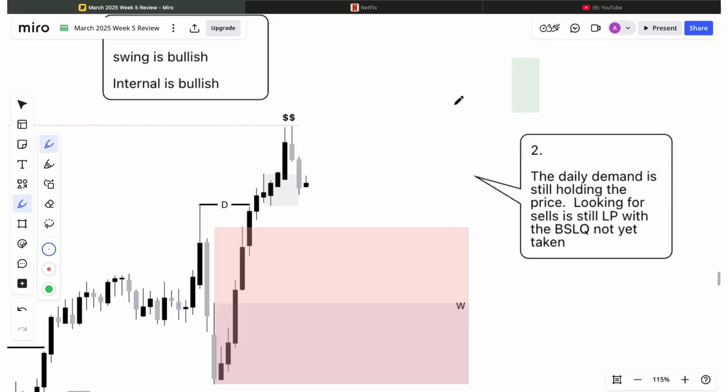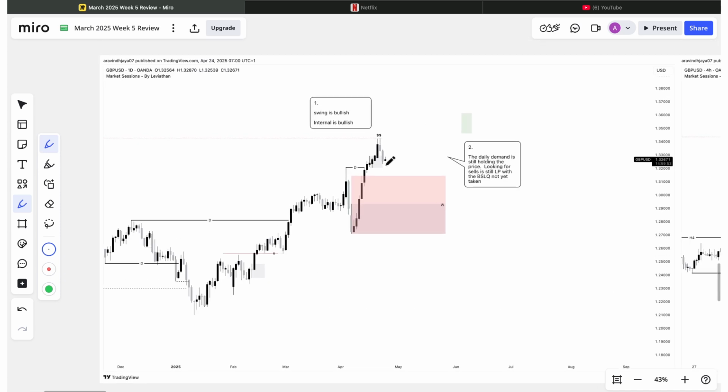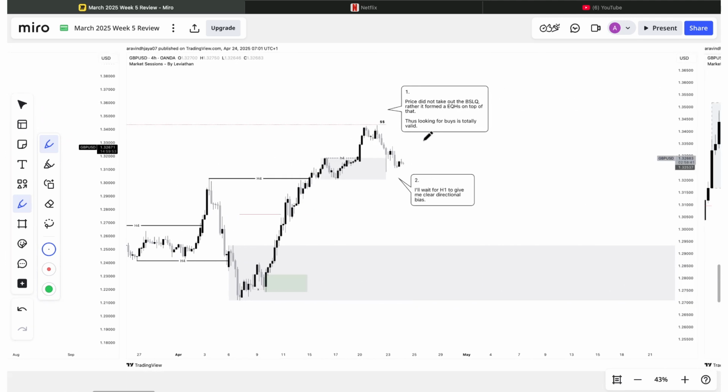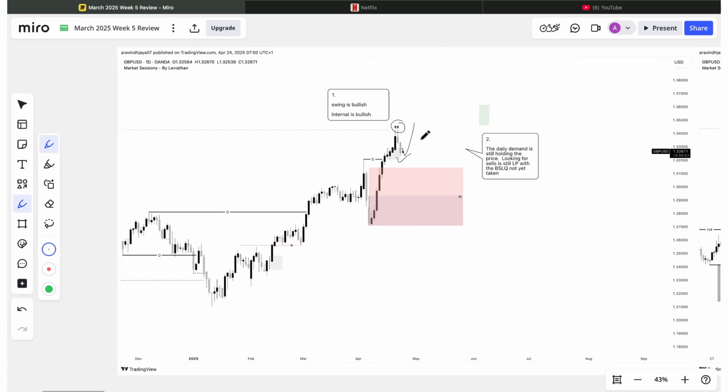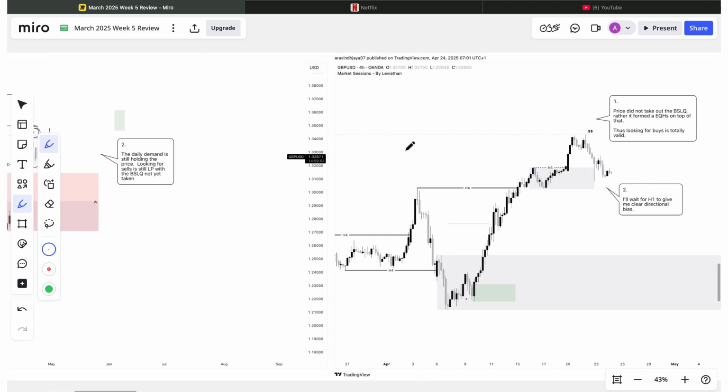Thursday, the zoom in. So the buy side liquidity is still not yet taken. At the same time, we see that the daily demand is still in control. So at any time, price could push up and take out the buy side liquidity above. So looking for sells is a low to medium probability because with the daily demand still holding, we can't say anything about sells. But we can say something about buys because of the bullish structure and buy side liquidity above, and with the daily demand holding, buys become high probability, right?